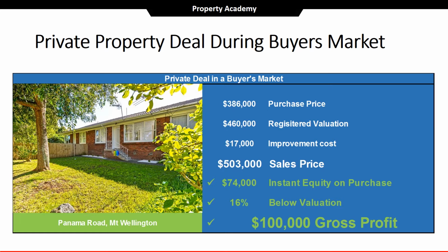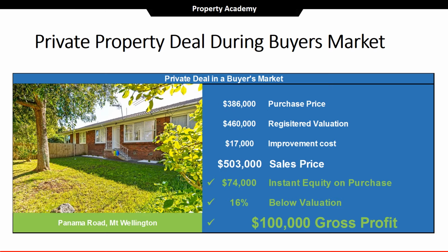And this one was quite easy because the vendor had actually done all the work for me. He had actually presented me with a registered valuation that cemented the price to be worth 460, and I knew that it was going to be worth more had the property been renovated. So spending 17,000 from the original registered valuation of 460 ended up allowing us to sell the property for 503,000. So spending just 17,000 actually got us an extra 20 odd thousand on the other end.